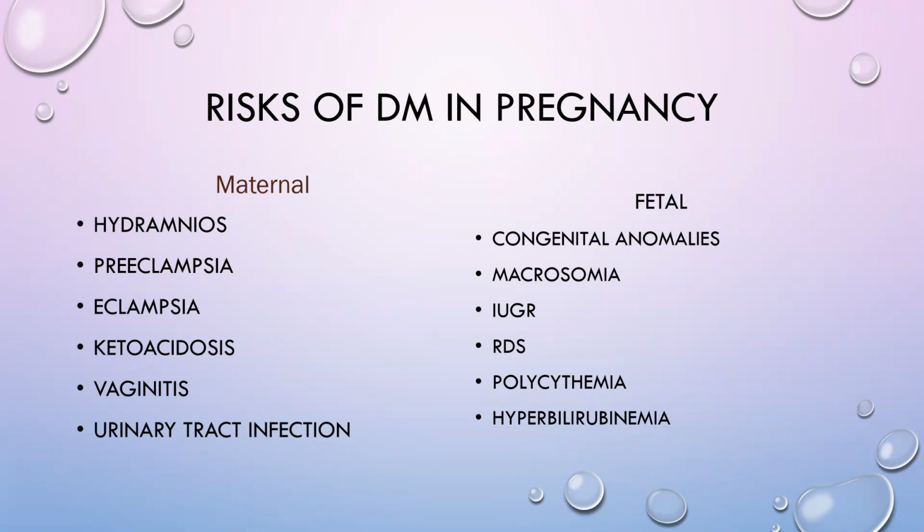The risks for diabetes mellitus related to the fetus include congenital anomalies, large babies, which is macrosomia, intrauterine growth restriction, IUGR, respiratory distress syndrome, polycythemia, and hyperbilirubinemia.